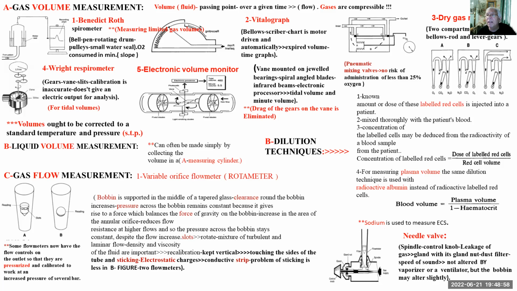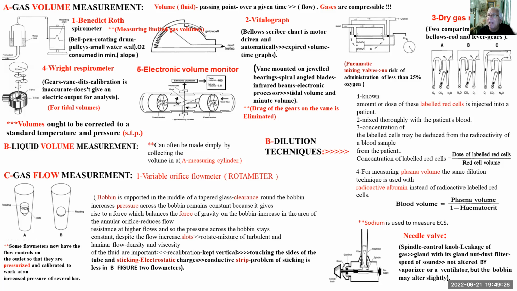The third part in this lecture is what we call the gas flow measurement. And the commonest is the variable orifice flow meter. We call it variable orifice because it is made of a cylinder which is increasing from downwards upwards. You see, it's called a rotameter. We can see from the left figure what we call the bobbin.